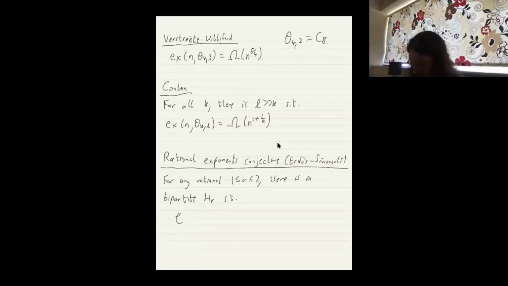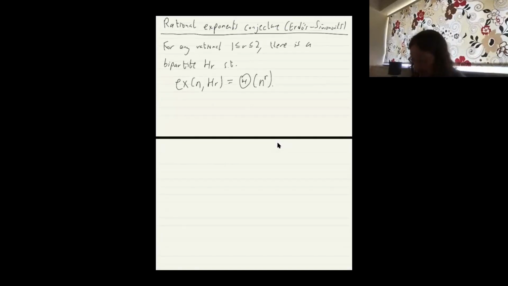All right, so getting back, the rational exponents conjecture says that for any rational r, there should be a bipartite graph H_r such that the extremal number of H_r is asymptotic, up to some constants, to n to the r. So if I choose my favorite rational between 1 and 2, say 8/5, then there should be some graph for which the extremal number is asymptotic to n to the 8/5. Okay. There's actually a conjecture in the opposite direction as well.